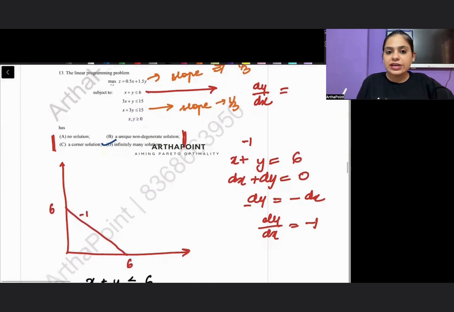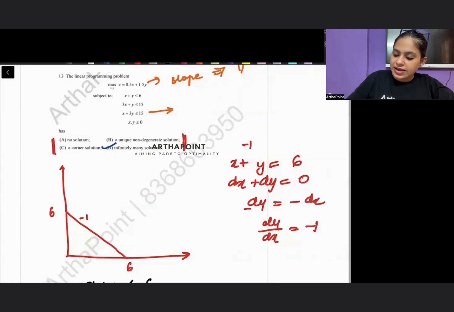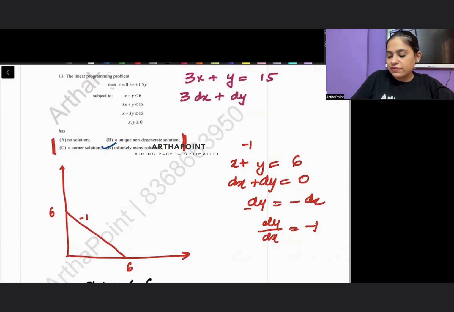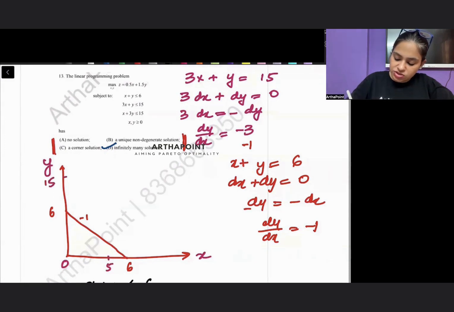If I look into the next function, then I have 3x plus y is equal to 15. So 3 dx plus dy will be 0. So I will get 3 dx is equal to minus dy. So dy by dx will come out to be minus 3, right? And then I can plot this also. This is x, this is y. When I take y as 0, x will be 5. And when I take x as 0, y will be 15. I can mark this here, right? And notice that its slope is going to be minus 3.